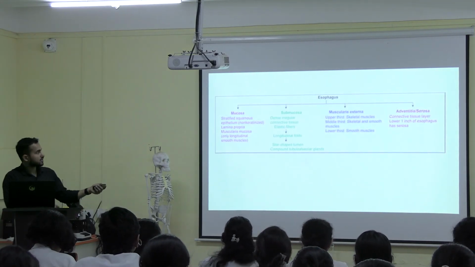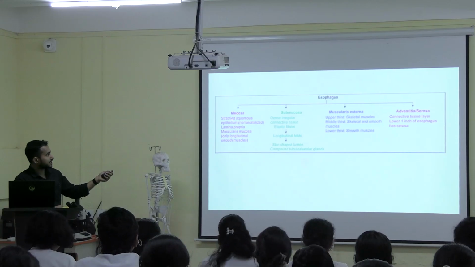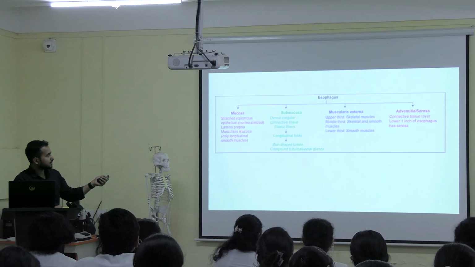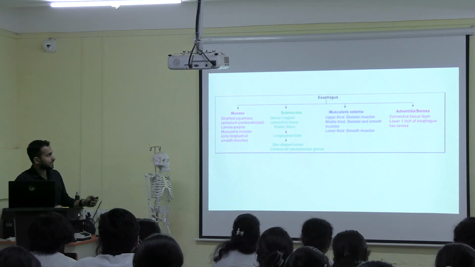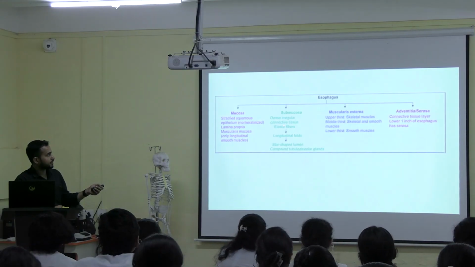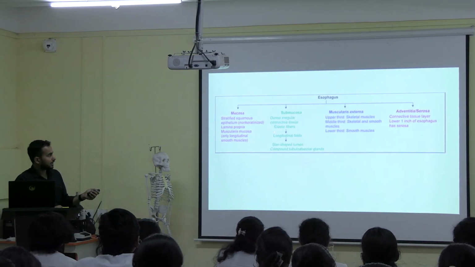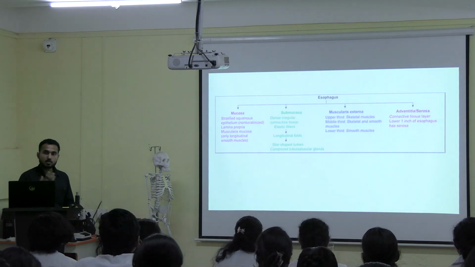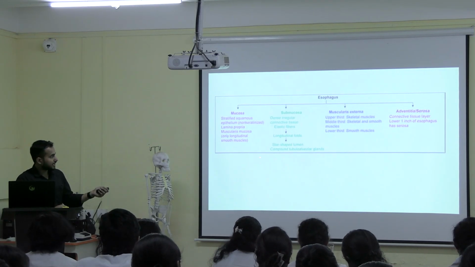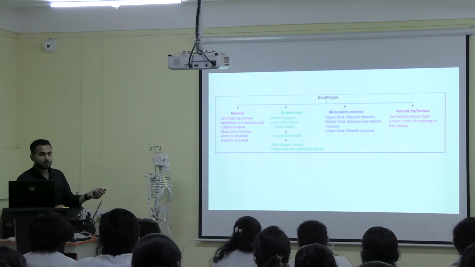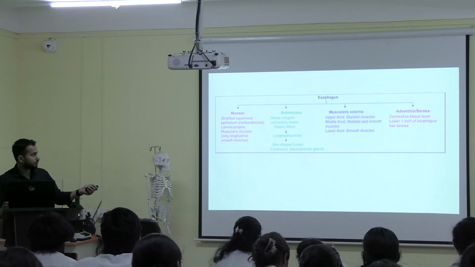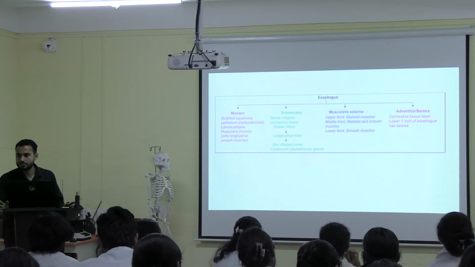So just see the layers of the esophagus. Mucosa, stratified squamous, non-keratinized. Lamina propria is there. Muscularis mucosa, only longitudinal smooth muscles are present in case of esophagus, which is very thick. Next, submucosa, dense irregular connective tissue, elastic fibers, then collagen fibers are also there, and because of those fibers, star-like appearance can be seen. Then the esophageal glands, mucus secreting glands, are compound tubulo-alveolar glands. It is a classification of the gland.